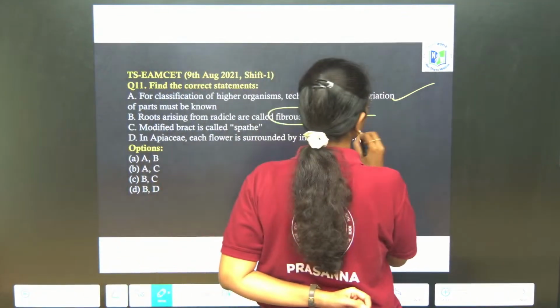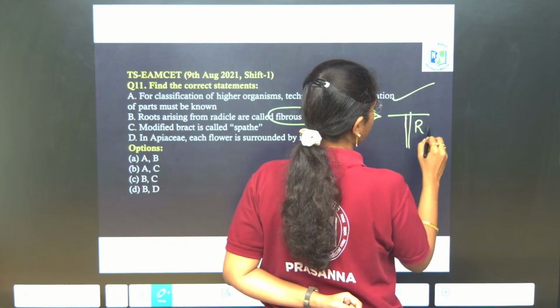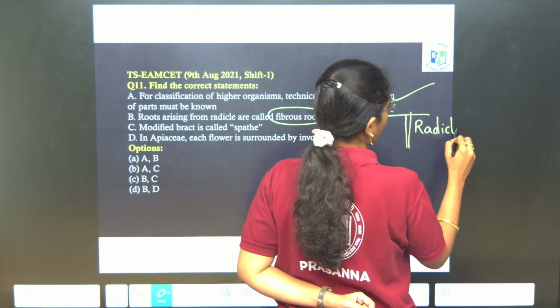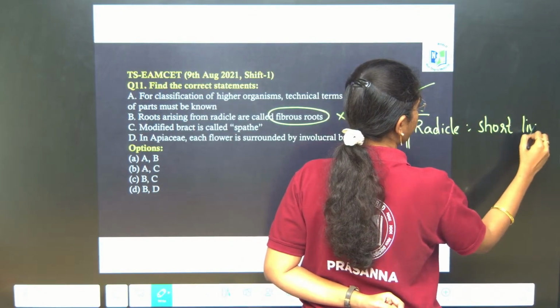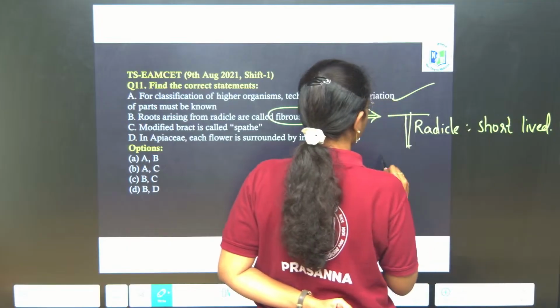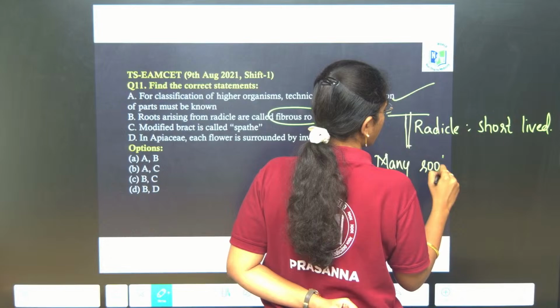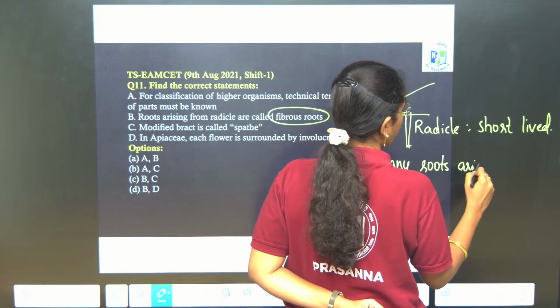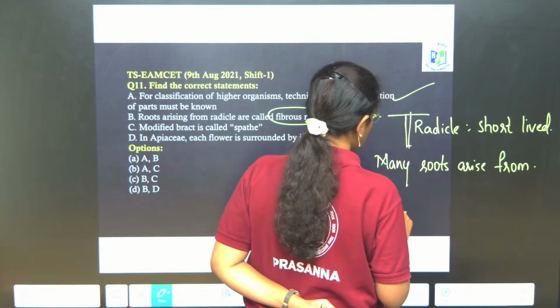In fibrous roots what happens? Radicle is short lived, and many roots arise from the base of the stem.